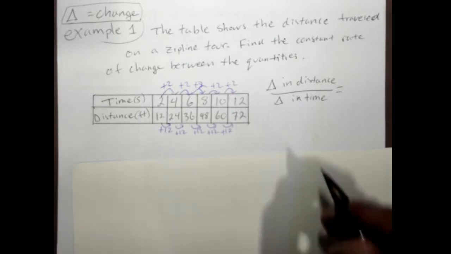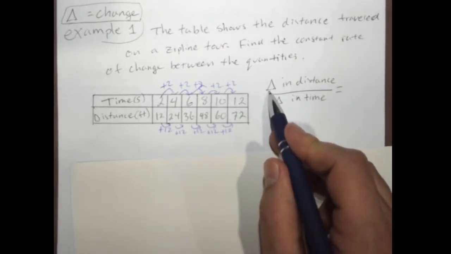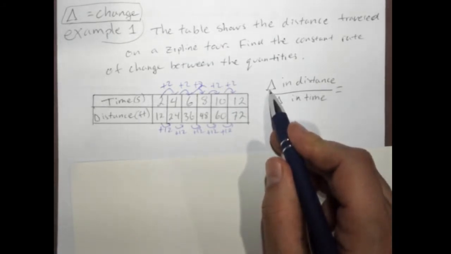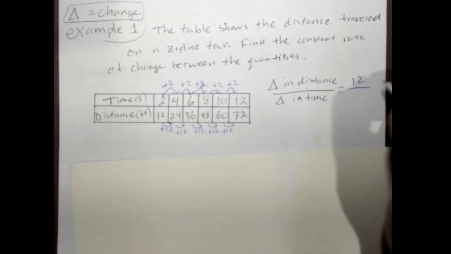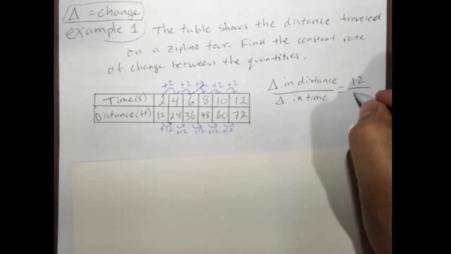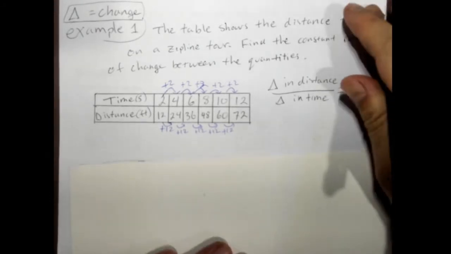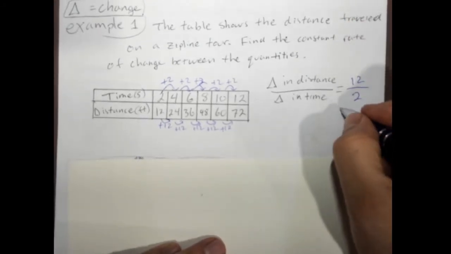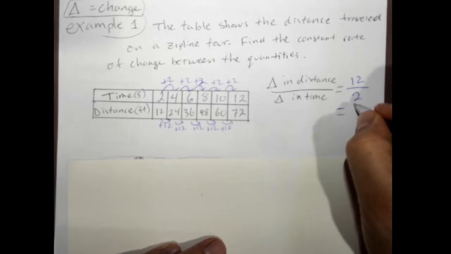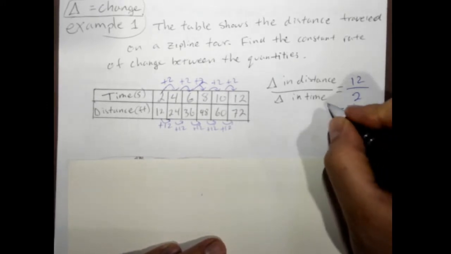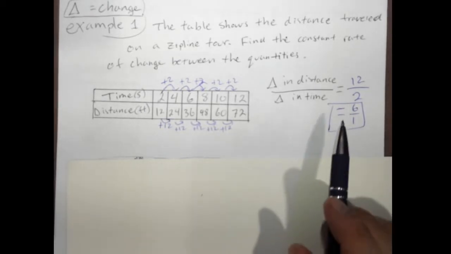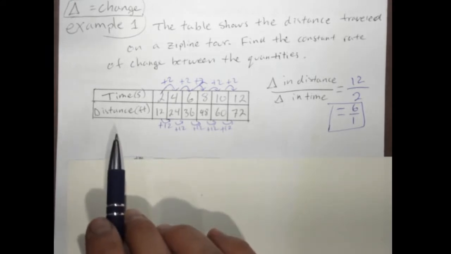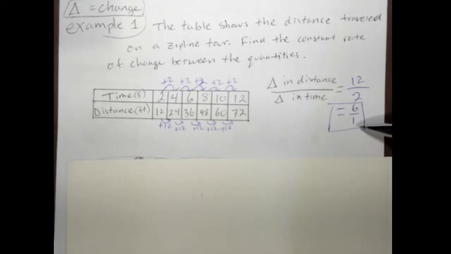So the change, and this is the delta symbol, which means change. The change in distance was 12, and the change in time would be 2. And if we simplify that, we get 6 over 1. So our constant rate of change here would be 6 feet per second.